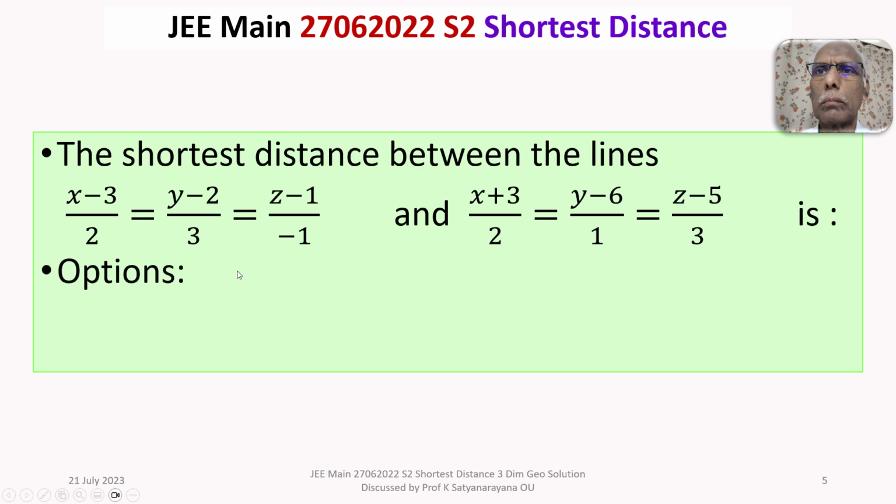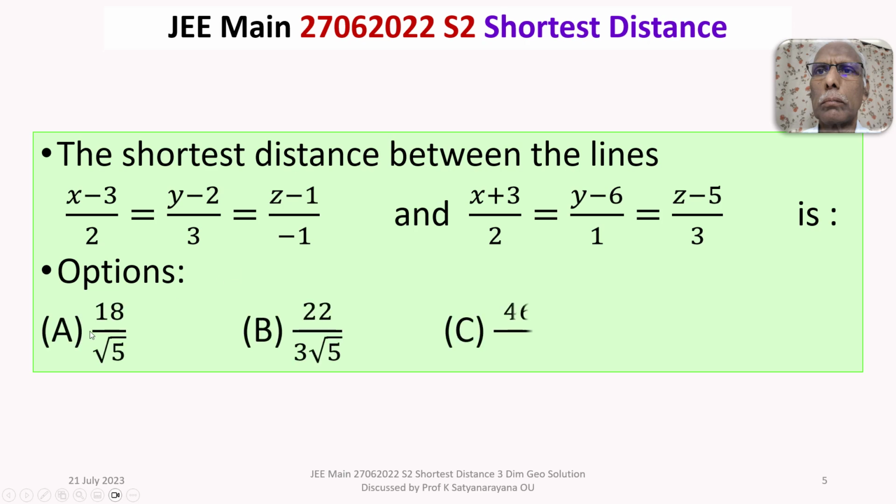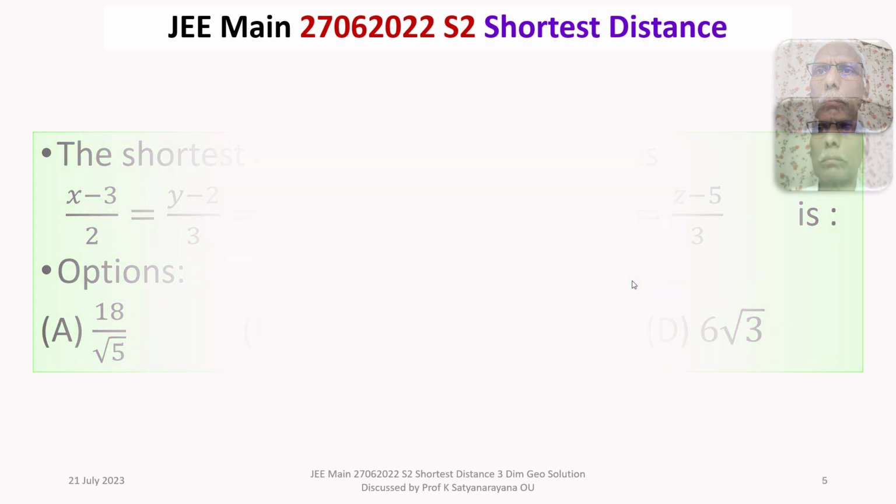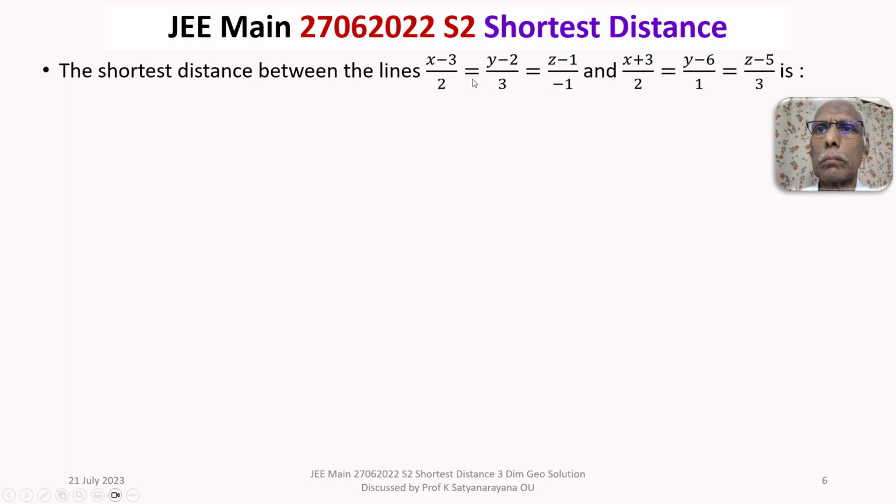We are given four options. Option A, 18 by root 5. Option B, 22 by 3 root 5. Option C, 46 by 3 root 5. Option D, 6 root 3. We are given two straight lines in 3 dimensions, required to find the shortest distance between them. That's our given question. We now discuss the solution of the problem in detail.